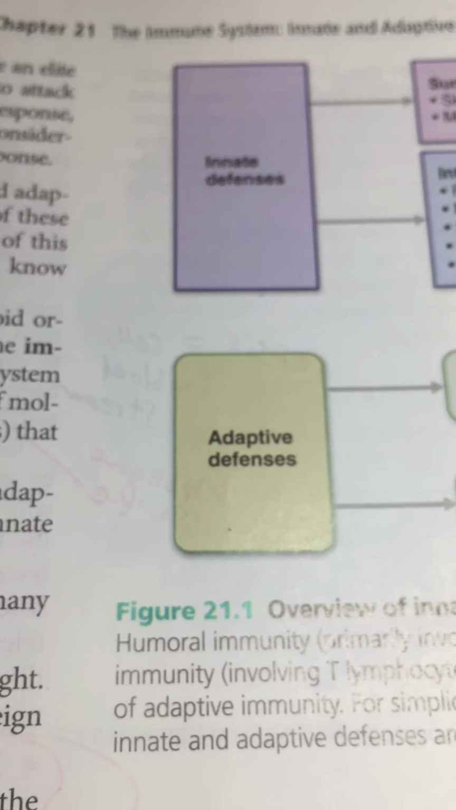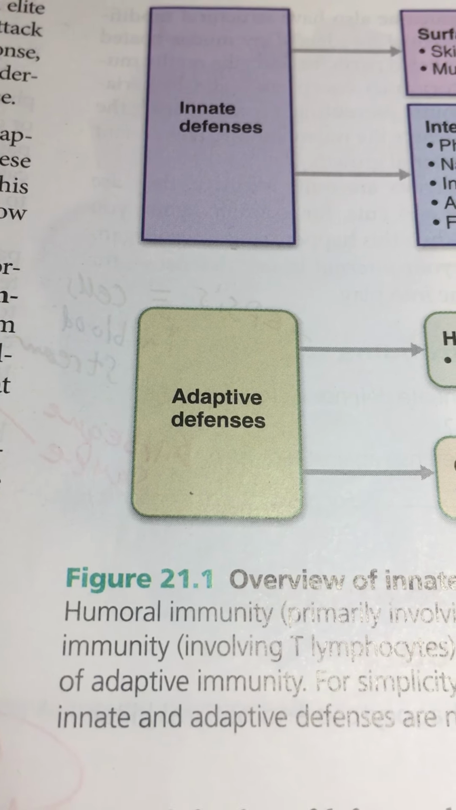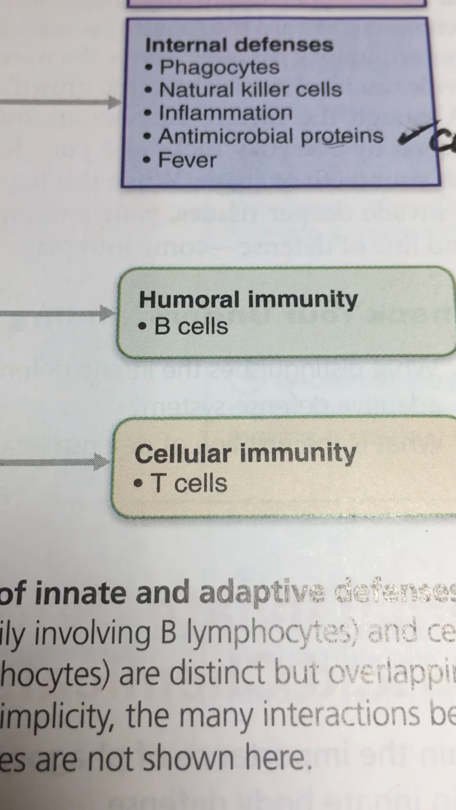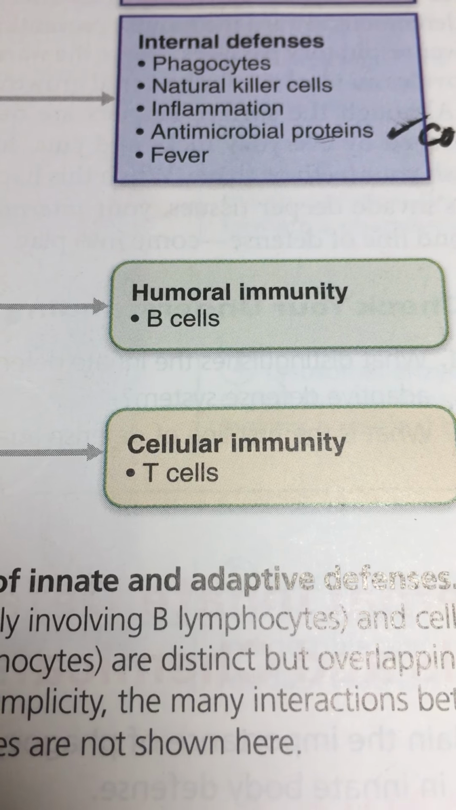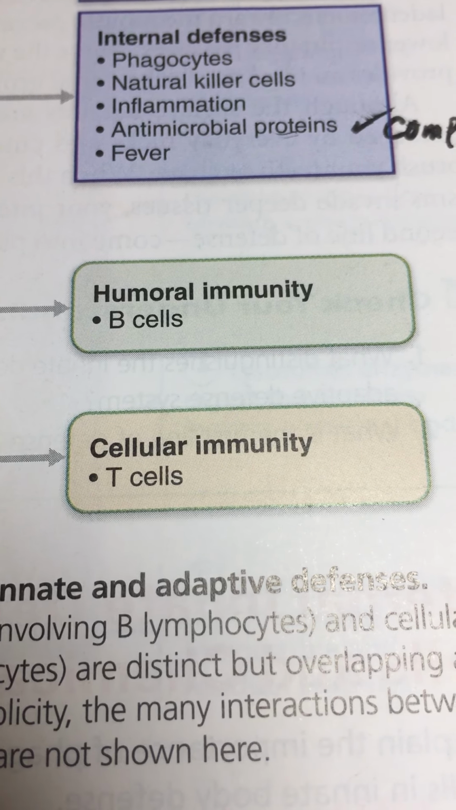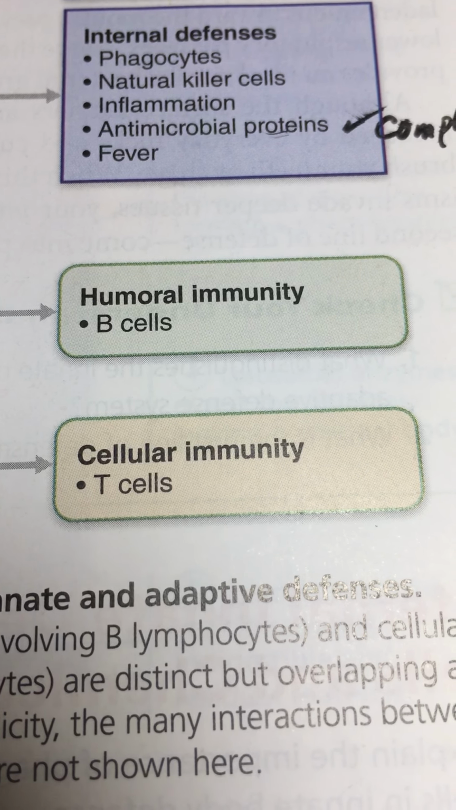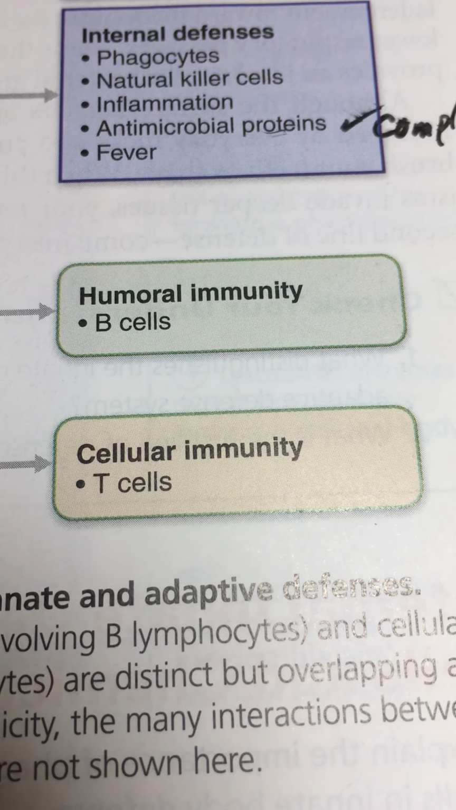Then we'll press on to review what we've already studied, which is the adaptive defenses and the constellation of the macrophage, B cells and T cells that create humoral as well as cell-mediated immunity. So there's B cells and T cells involved in that.